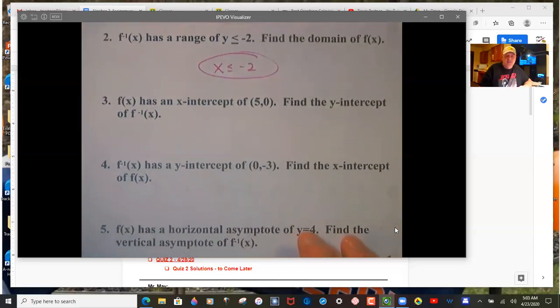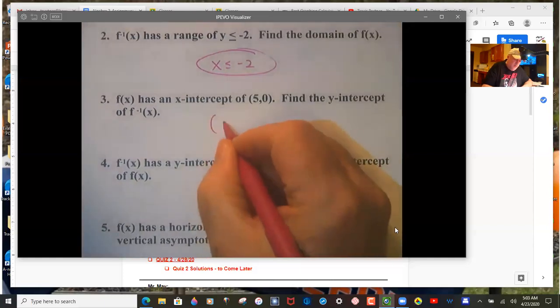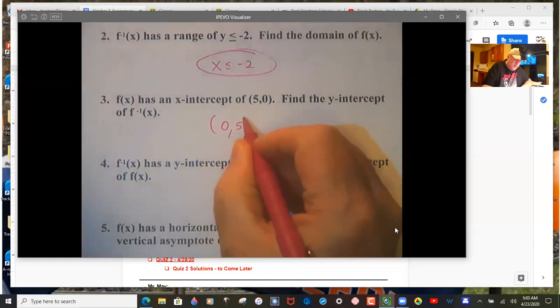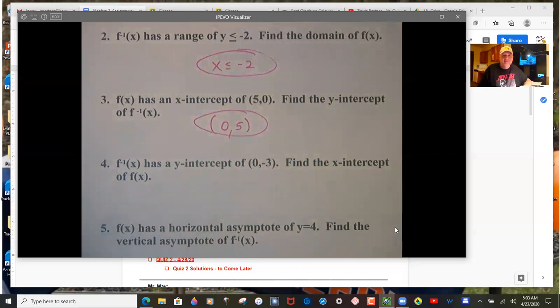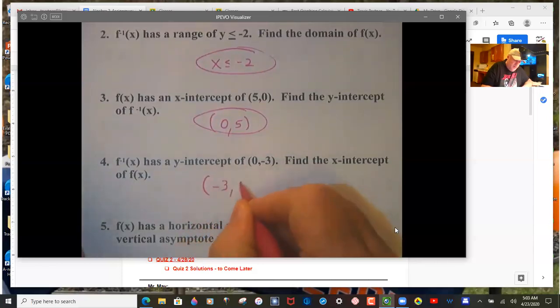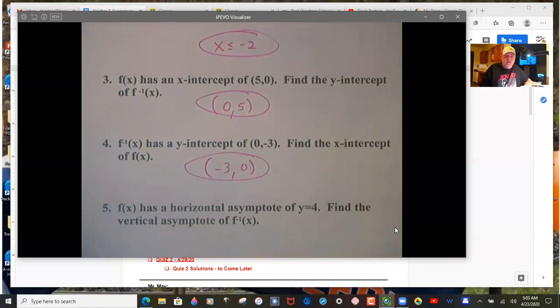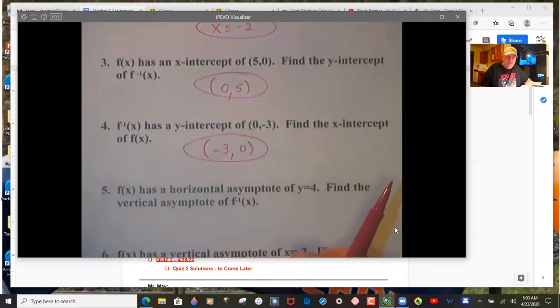F of x has an x-intercept of 5, 0. Find the y-intercept on the inverse. Again, switch it around. Make sure you switch it. So this can be so easy that some people just write the same thing again. You have to invert the coordinates. All coordinates get inverted. You'll see that on the next page. So x-intercept on this one becomes negative 3, 0.